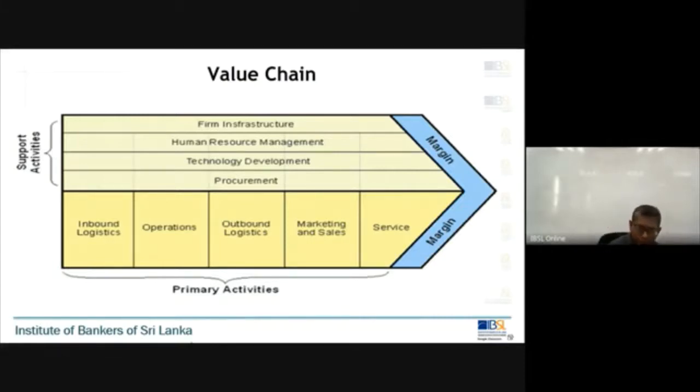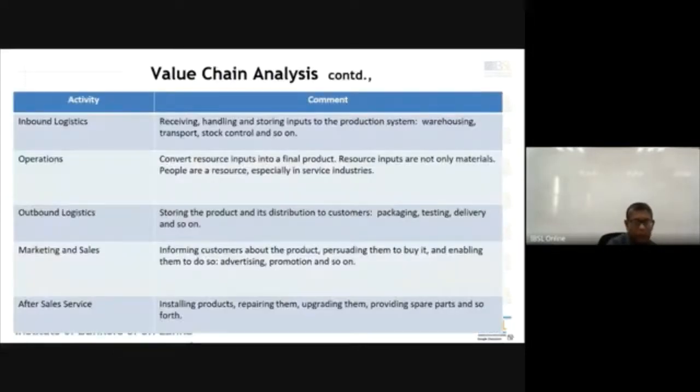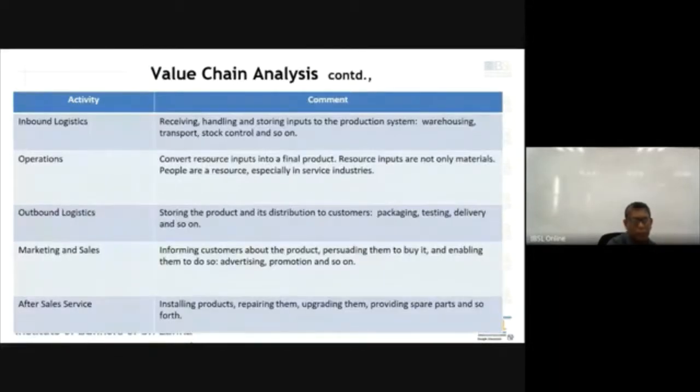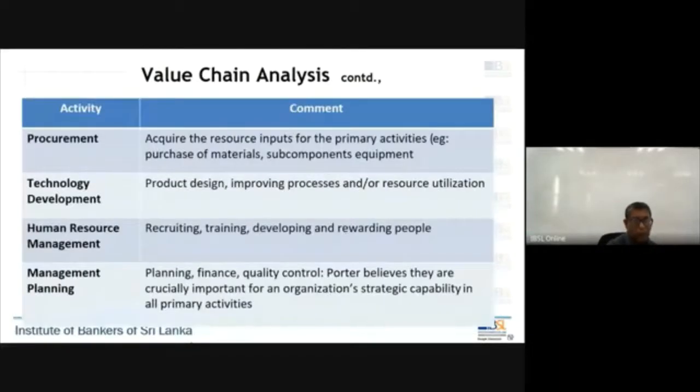And in order to fulfill these primary activities, there are some other activities we have to support them. How can you support this activity? Say the first one, inbound logistics. How do they support it? Procurement. We need to acquire resources, raw material at the correct time, in the correct quantity, of correct quality.